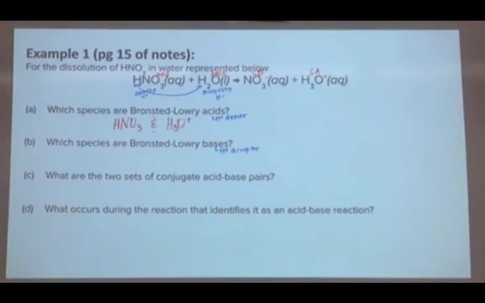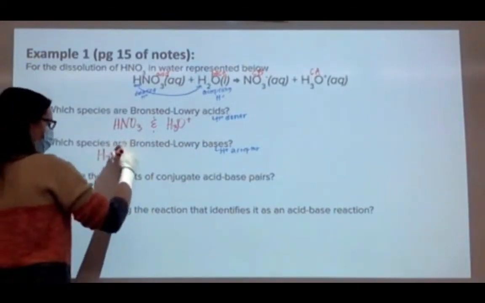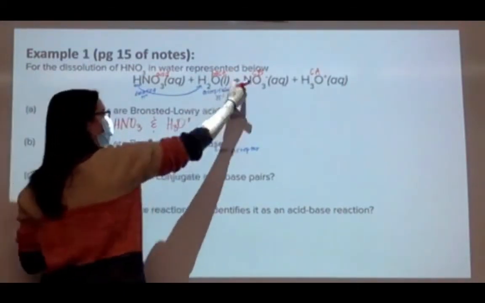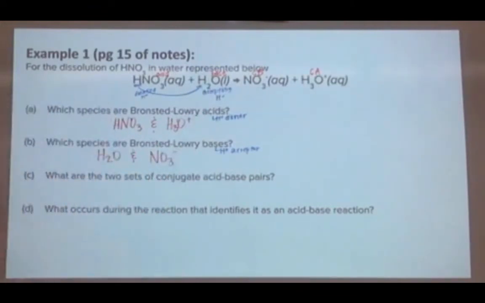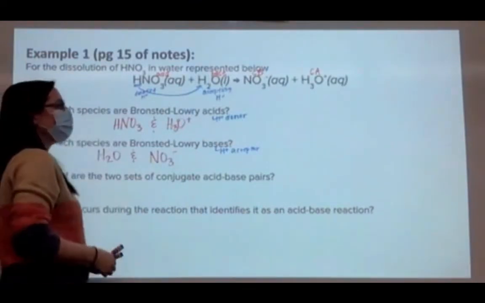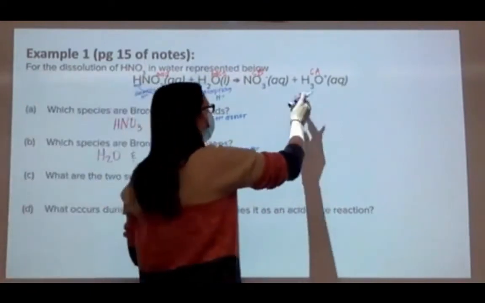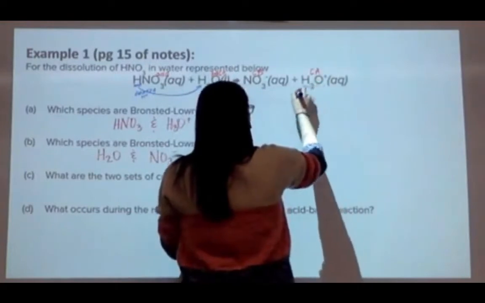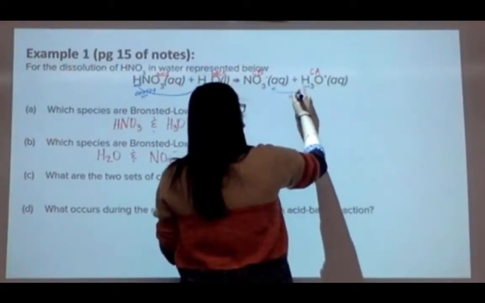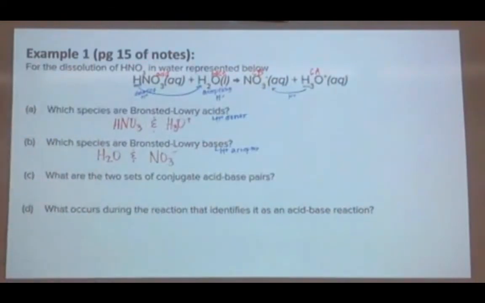The Bronsted-Lowry bases, so these are what accept the protons. So we have H2O, and then the conjugate base on the other side of the arrow is NO3-. Because if we looked at the opposite reaction happening, so let's say instead of going left to right, it went right to left. Well, to get from H3O+ to H2O, H3O+ would need to donate one of its H+. So that's why it acts as an acid, and NO3- would act as a base.